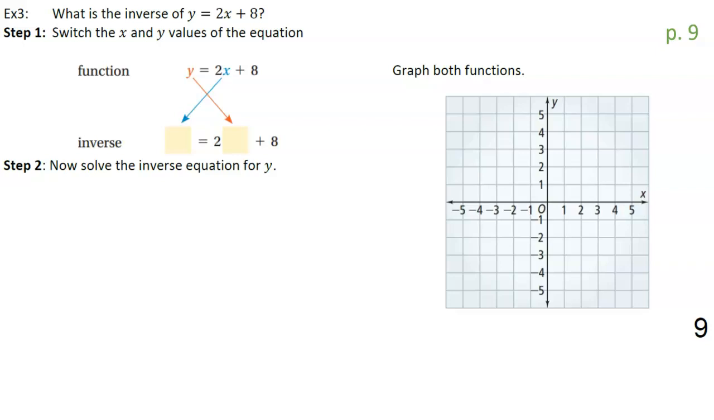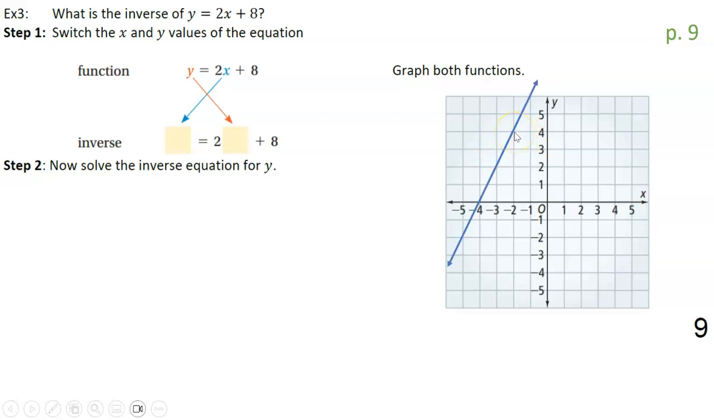What is the inverse of y equals 2x plus 8? So first thing we're going to do, let's go ahead and graph that original function. Now, plus 8 is going to go off of our graph. So if you can imagine 6, 7, 8 starting up here, and then slope of 2, down 2 over 1, be at 6, down 2 over 1 would be there at 4.